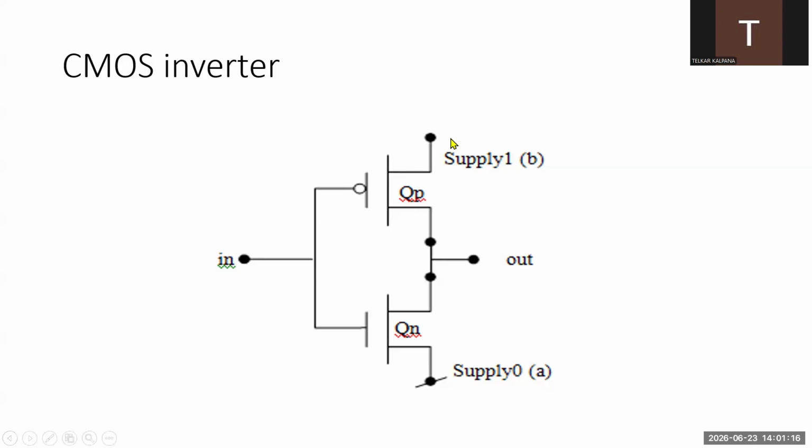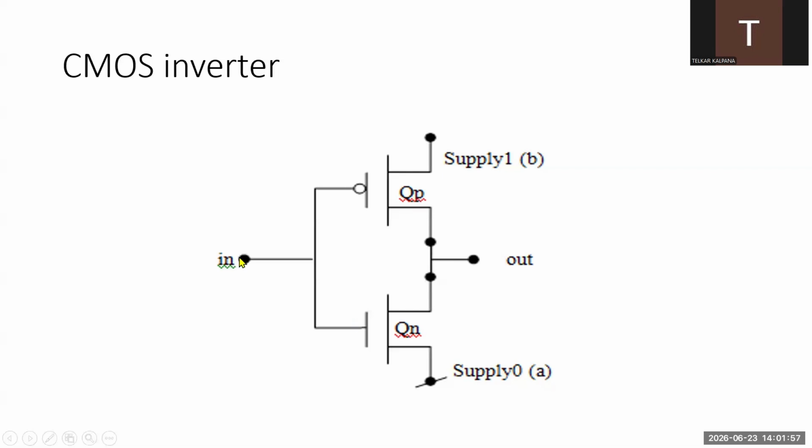The current flows from supply 1 through the on transistor and to the output. This current we can call the source current as it is connected to the source. As the upper transistor is in on state and it is responsible for making the output go to logic 1 state, we can call this transistor the pull-up transistor. Means when this particular transistor is in on state, it is responsible for making the output go to logic 1. That's why we call it pull-up.